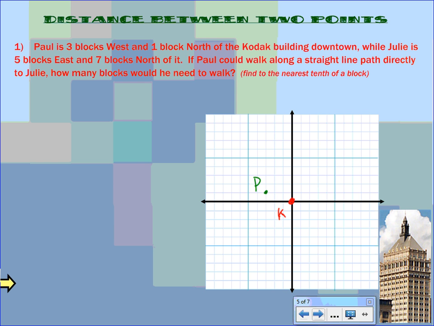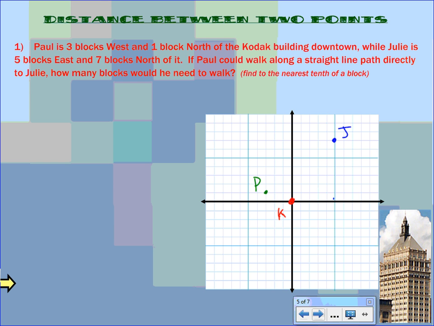So there's Paul. We've got to find Julie now, right? Julie is 5 blocks east and 7 blocks north. So for Julie, we're going to go 5 blocks the other direction, 5 blocks east. And then we're going to go 7 blocks north. So we go over 5 blocks, we go up 7, and here's Julie. She's 5 blocks east, 7 blocks north.